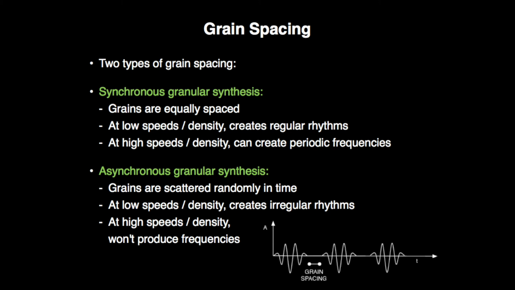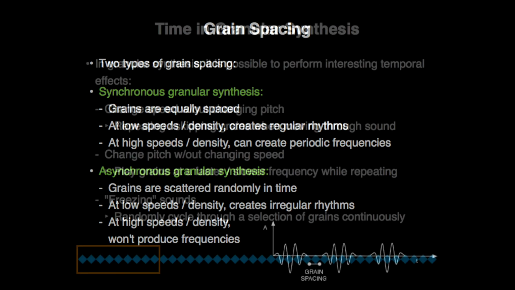So there's a little bit of randomness involved. And so at low speeds and density, it'll create these kind of disjunct, irregular rhythms. And then at high speeds and high density, you won't be producing new frequencies because there's not that repetition, there's not that periodicity. You're not going to produce frequencies. You might get a noisier, richer texture, but you'll at least avoid producing sustained tones.